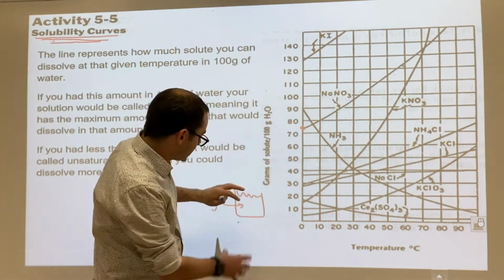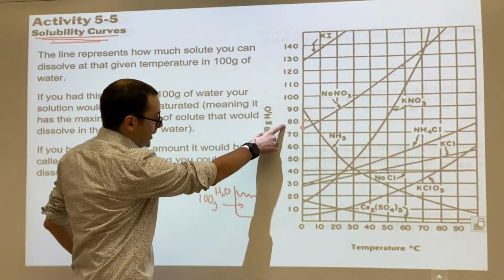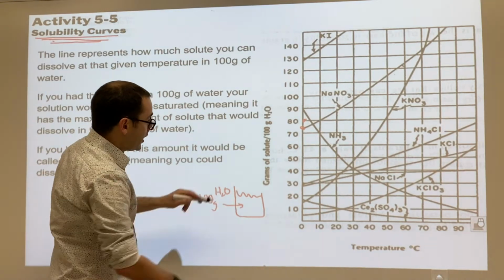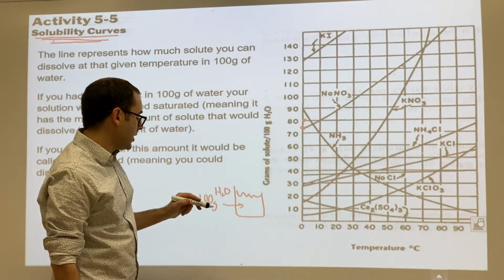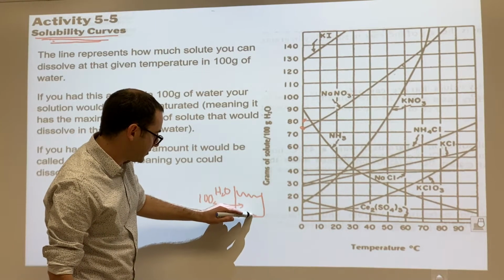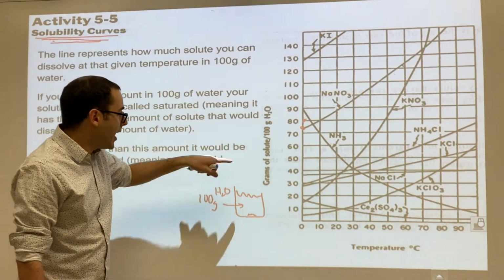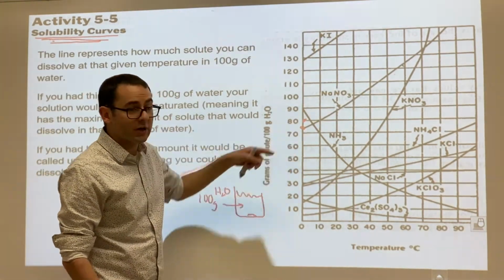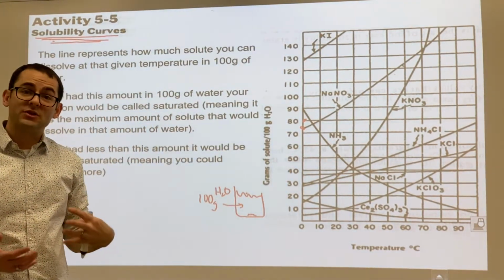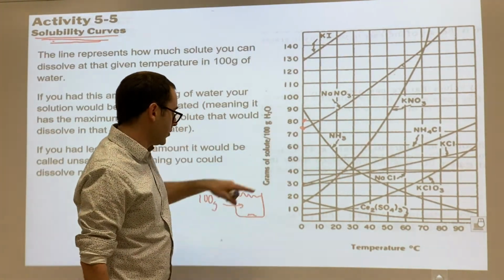If you were to do the same thing, but try to put 80 grams of that sodium nitrate in here, what would happen is as you're pouring it in, some of it would sink to the bottom, right? And you'd be mixing and mixing and mixing, and some of it wouldn't dissolve. 6 grams of it would not dissolve because you could only dissolve 74 grams in there.